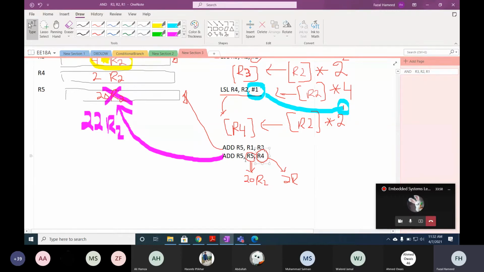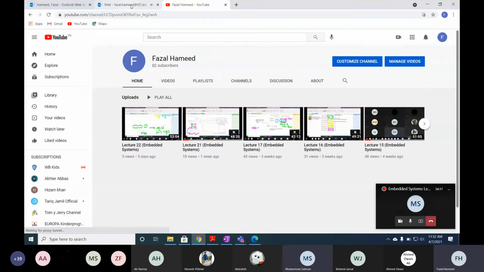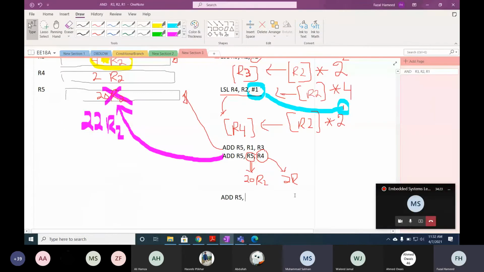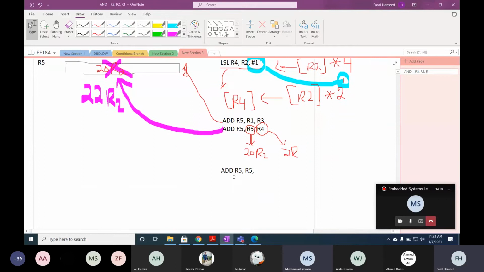We need another instruction. Tell me, beta, what instruction do we need? Add R5 and R5 with R2. So now what will be the new contents?